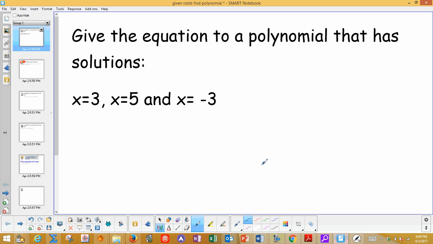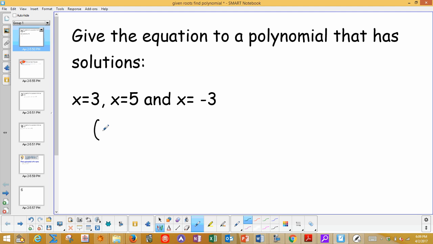Here's what we're going to do. We're going to work a little backwards. So given solutions to a polynomial, we're going to work to find the equation of the polynomial. So here's a polynomial that has solutions. We'll call them roots. So let's say 3, 5, and negative 3.